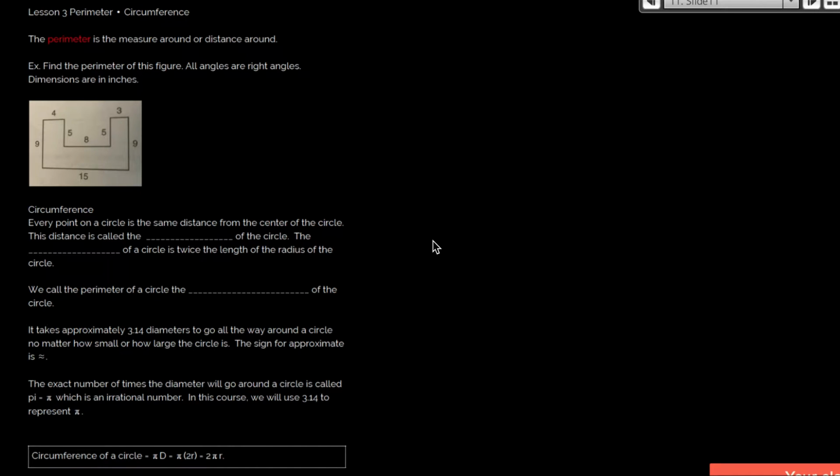Starting lesson 3. This is another geometry lesson. It's perimeter and circumference. So let's just jump right in. The perimeter is the measure or distance around.